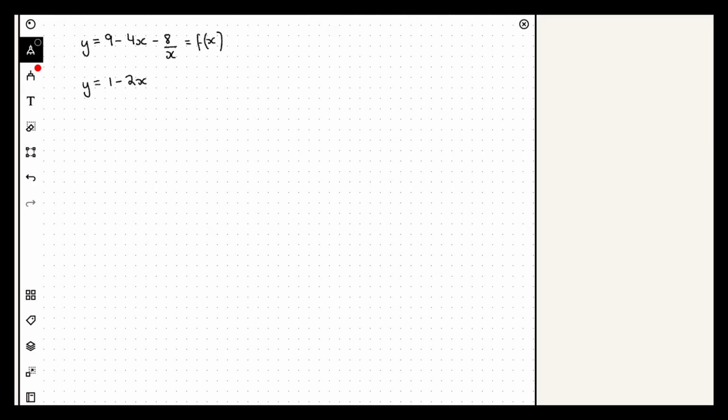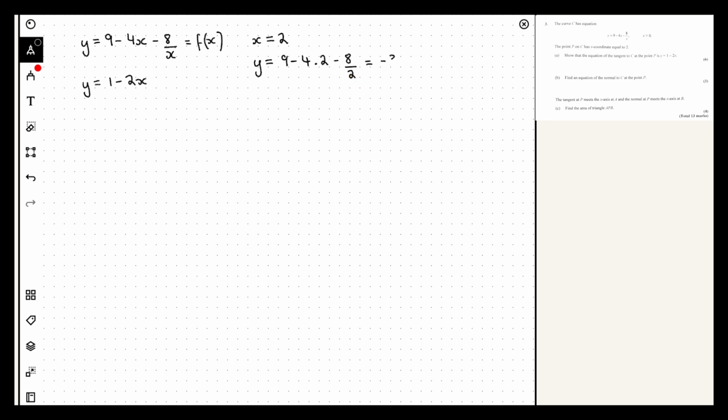Going back to the abstract part of this, we know that at this point here, we have x equals 2. So we can work out what y would be at the point where the tangent crosses. So y, if I substitute x into this function here, I would get 9 minus 4 times 2 minus 8 over 2, which equals minus 3. That's 9 minus 8 minus 4, which equals minus 3. So I know that the point P is (2, minus 3).